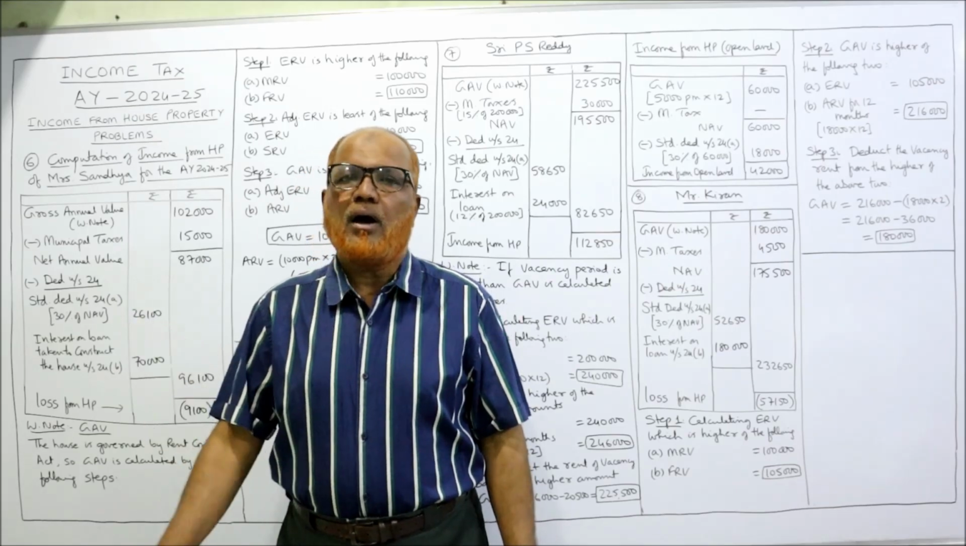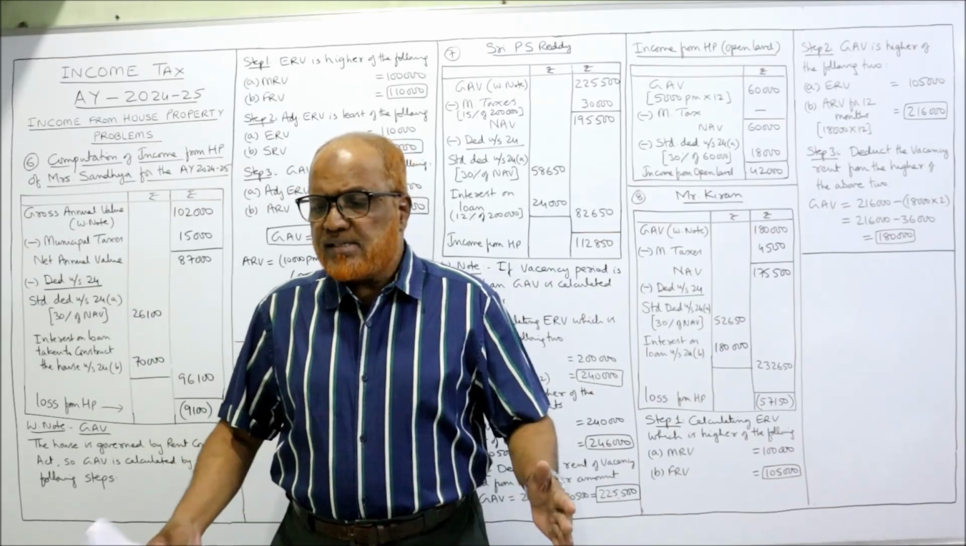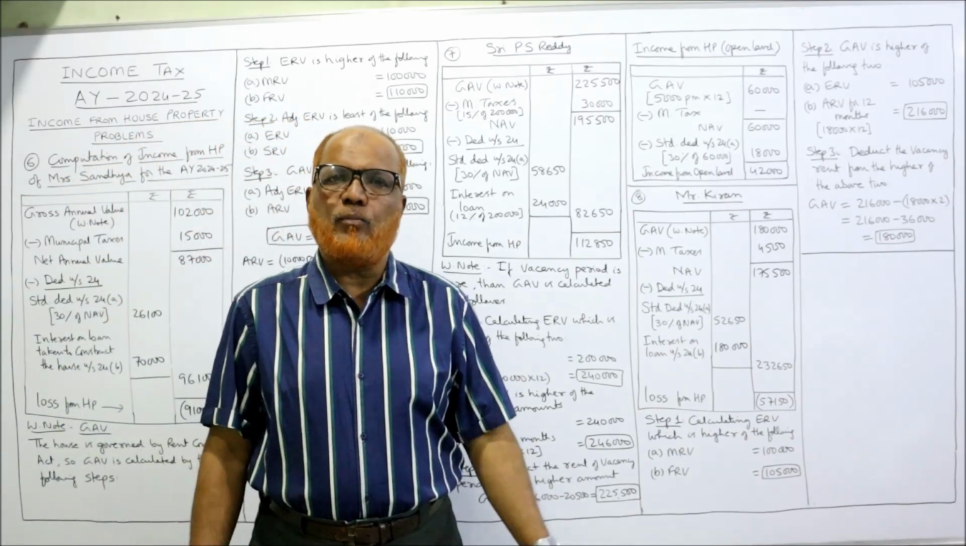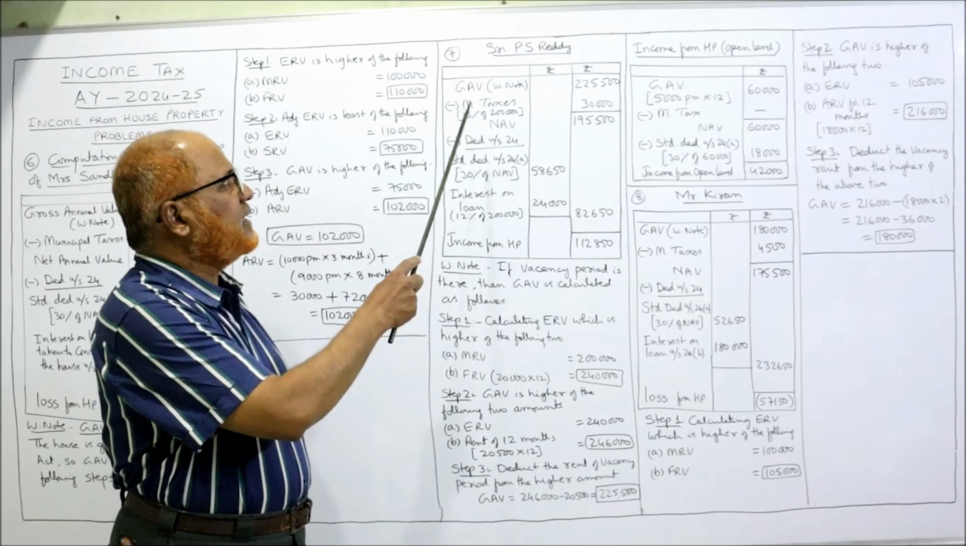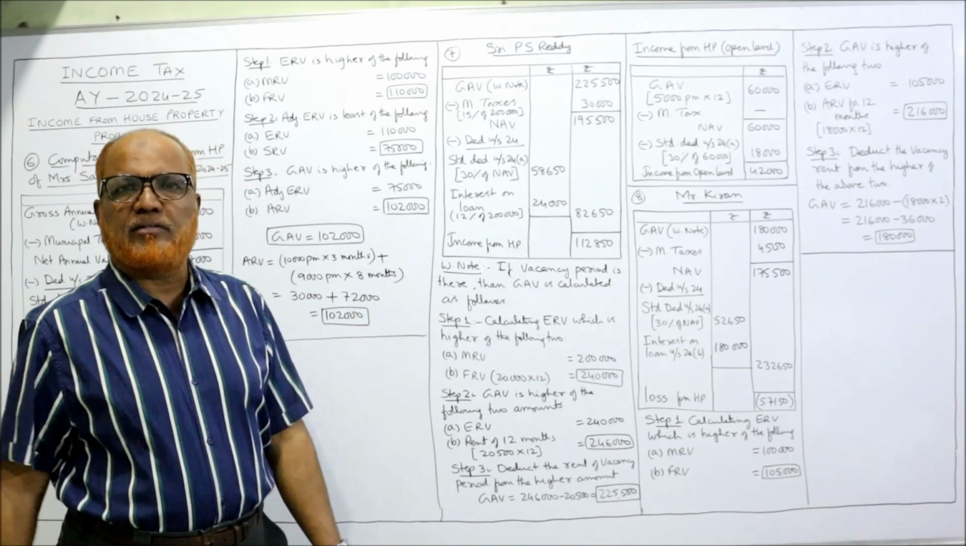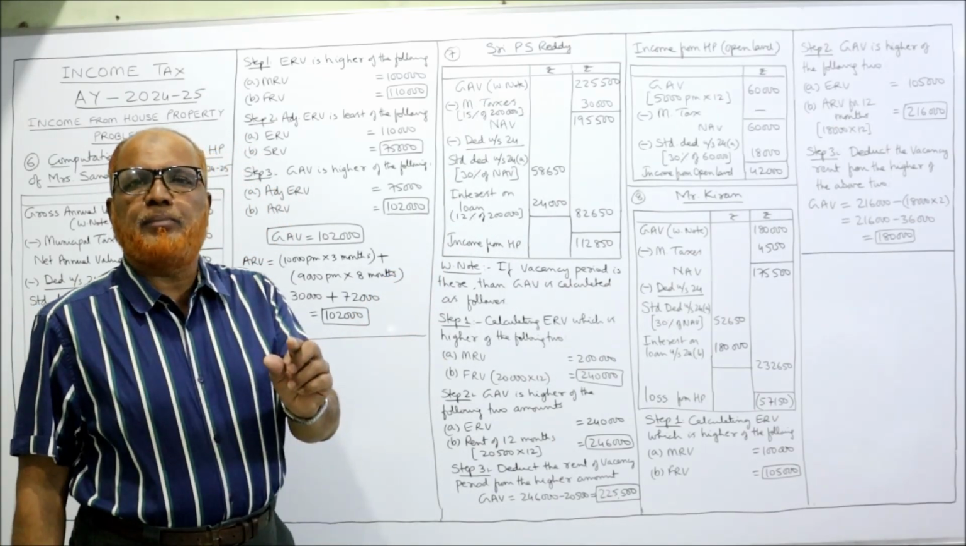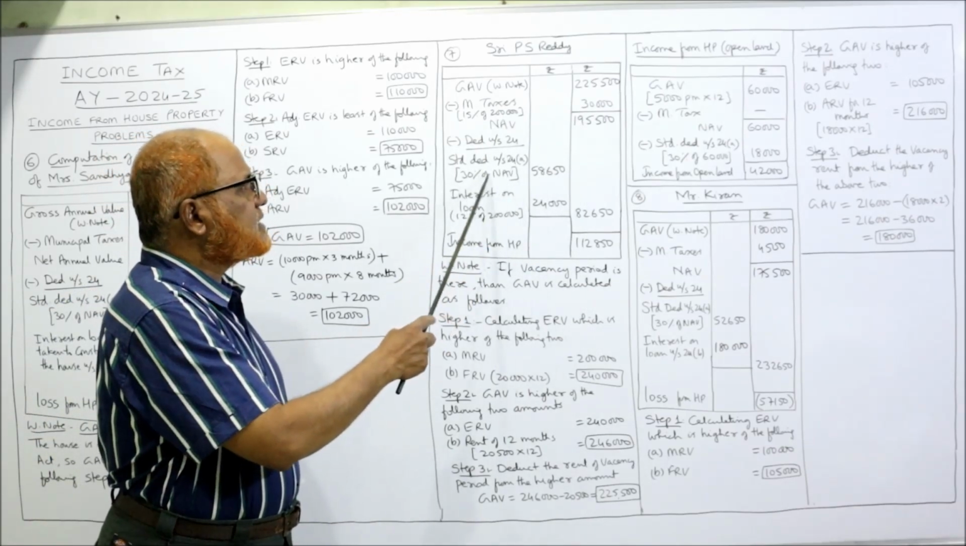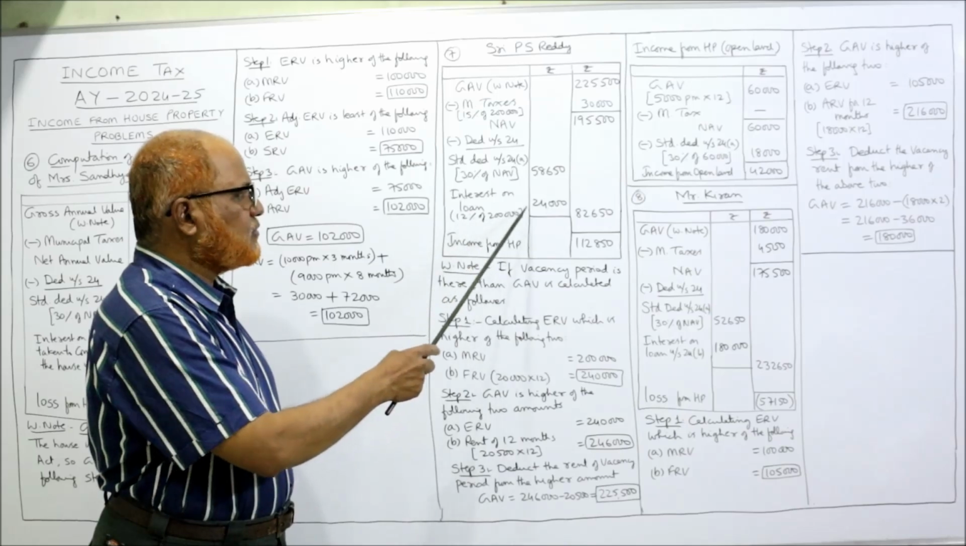Compute income from house property. Separately, we have to calculate income from building and income from open land. So here PSLD, GAV less municipal taxes. Municipal taxes are 15% of MRV. MRV is 2 lakh, so 30,000. Then standard deduction, interest on loan, 12% of 2 lakh.